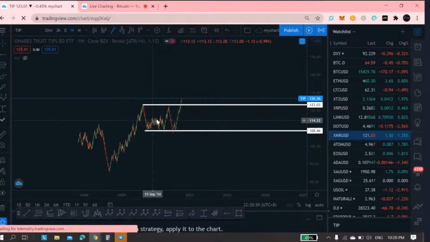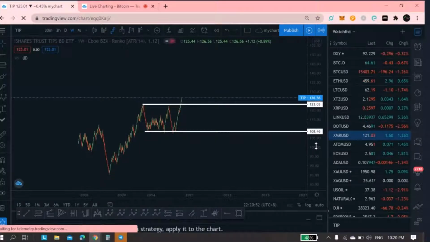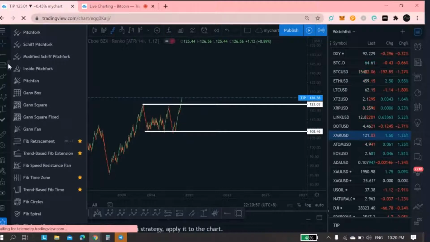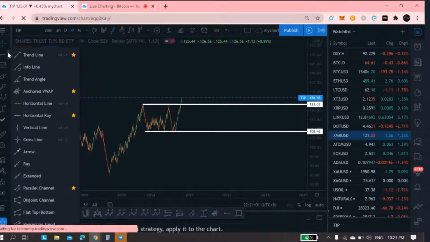There's an accumulation area here or consolidation area before it retests the previous top around this 123 area. So now since it broke out, we can actually use the fib. Oh wait, let me just check if there's a trend first.